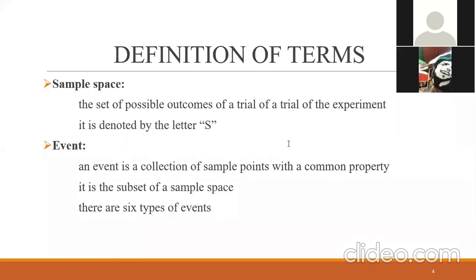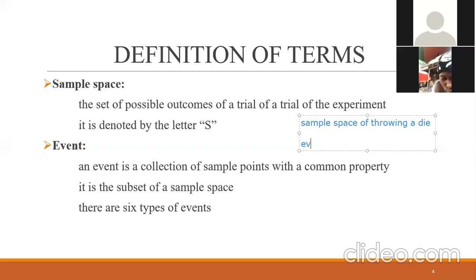Okay. Now we have what we call an event. An event is a collection of sample points with a common property. So an event is a subset of what? A sample space. So let's say you have the sample space of throwing a die. Is that okay? You have the sample space of throwing a die.